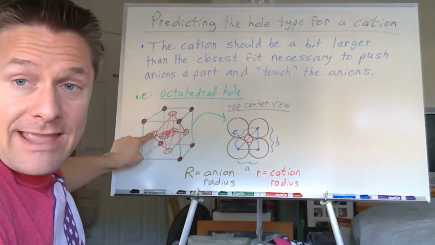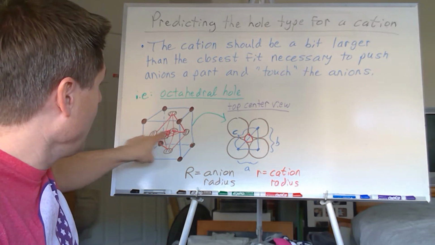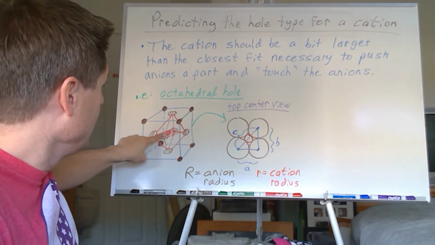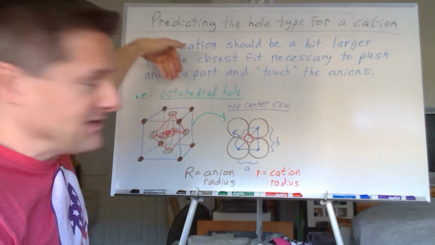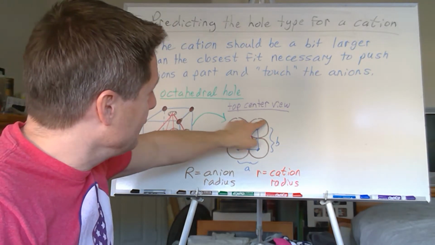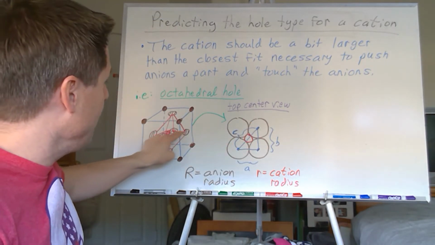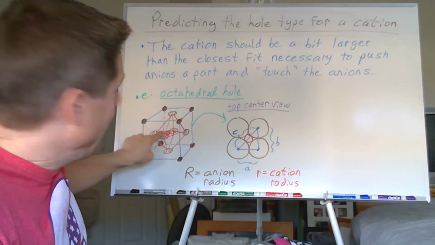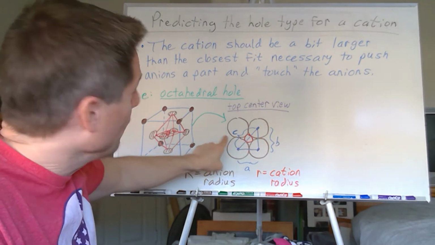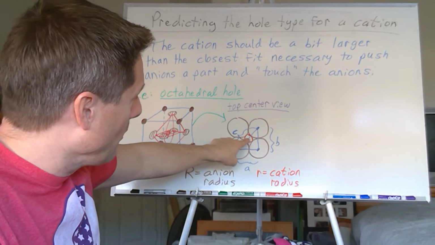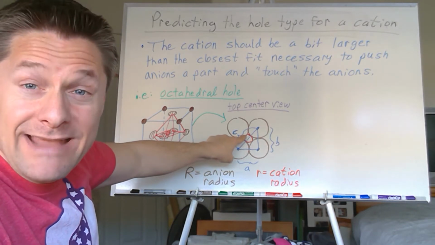Let's take the facial anion on the left, right, back, and front, and flip it. Let's look from the top down. So these brown circles would represent these facial anions, and then you've got the cation in the center of that octahedral hole. So they would be touching like this. And what we're going to do is calculate exactly what it would take to fit in there.